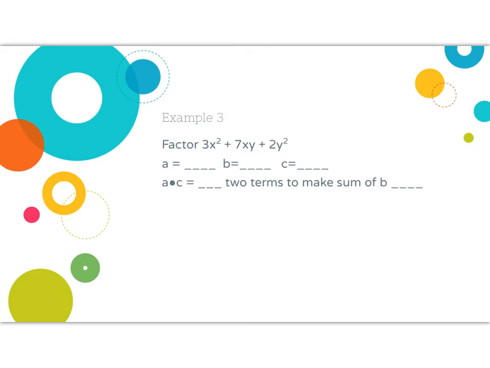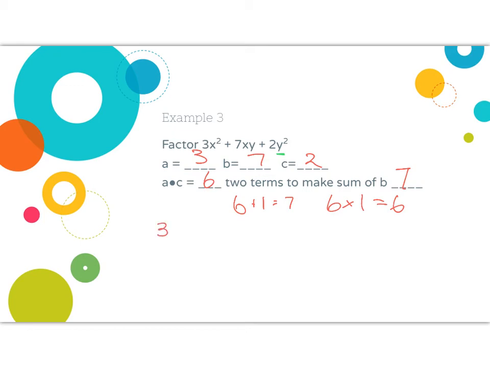Okay, looks a little bit different here, only because we have a y at the end. Nothing's going to change about how we're factoring here. A is 3, B is 7, C is 2. We need two numbers that multiply to AC, so that is 6. Oh, sorry, A times C is 6, and we need two numbers that add to 7. 6 and 1 are 7, and 6 times 1 is 6. So we're going to use those two factors.